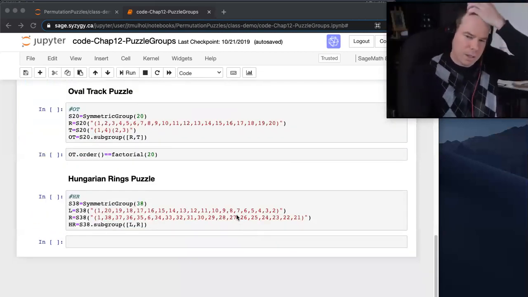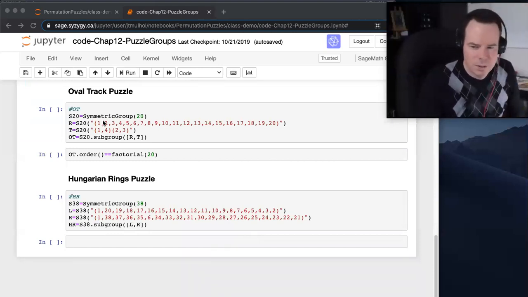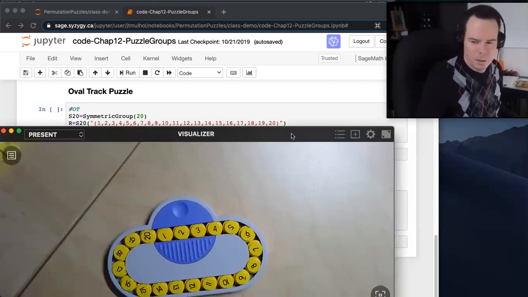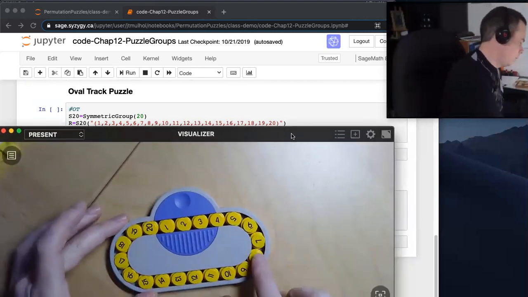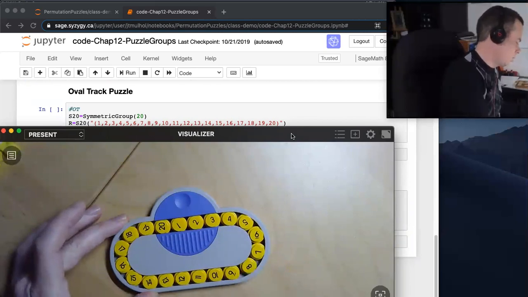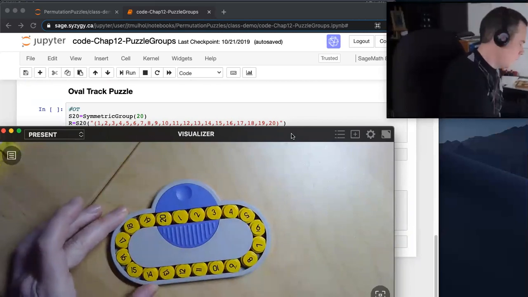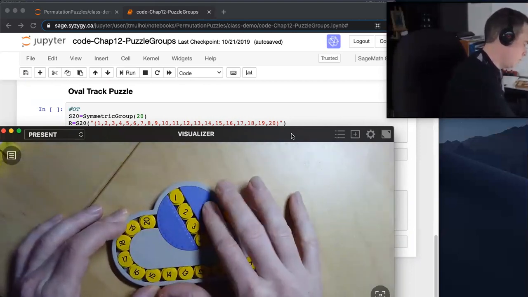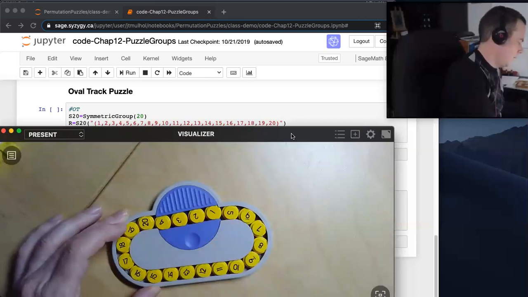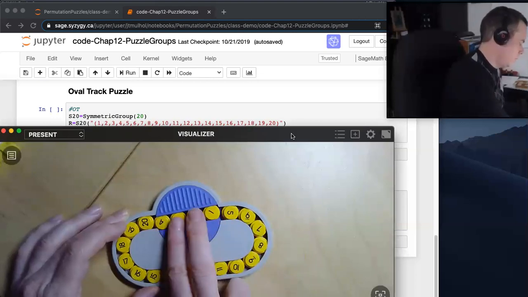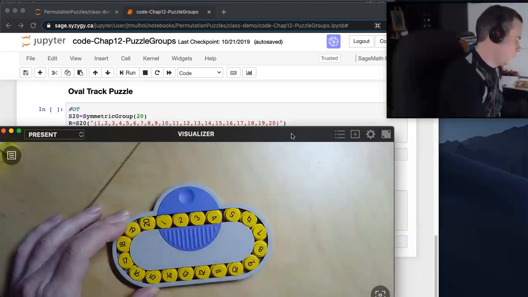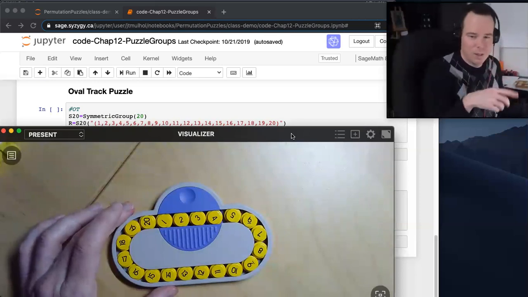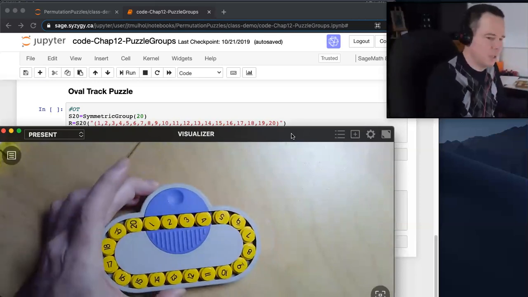What about the oval track puzzle? So the oval track puzzle is this one here. It's 20 tiles. One of the moves we can do is just slide them along the track. That's a 20 cycle. The other thing we can do is flip the things that are in the turntable. That's the product of two cycles, the outer two and the inner two. And those are the two moves we need to generate the oval track. There's an oval track move and a turntable move, or a rotation and a turntable move.